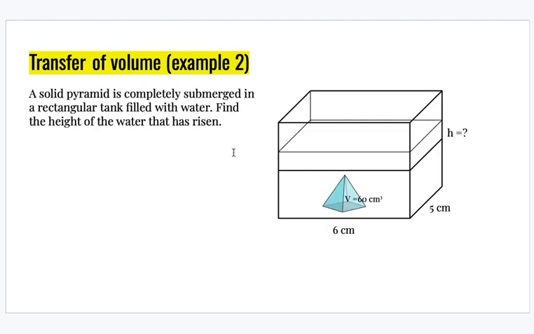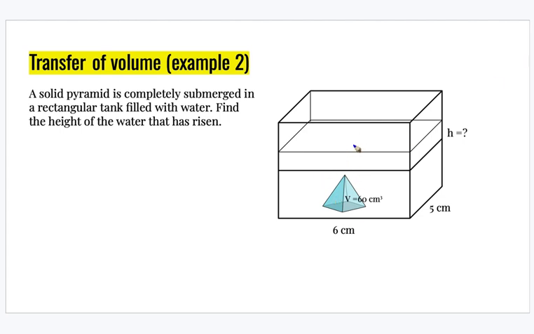Now we move on to the last example, which again is the transfer of volume. This time round we have a solid pyramid that is completely submerged in a rectangular tank filled with water. Now the pyramid will occupy space in the water, which pushes up an identical volume of water. Right? So the volume of the water is the same as the volume of the pyramid, volume of water that has risen.